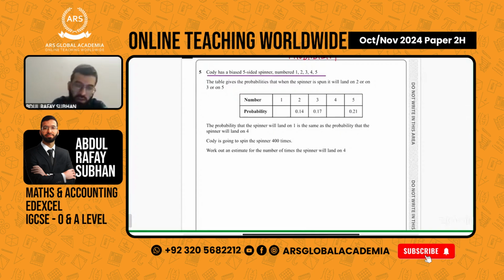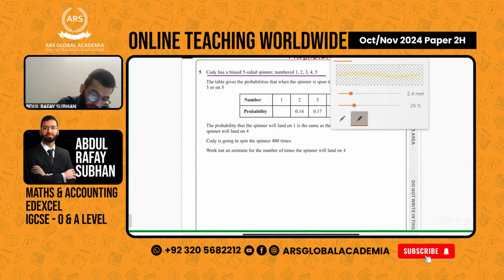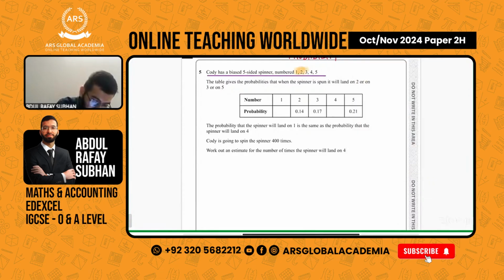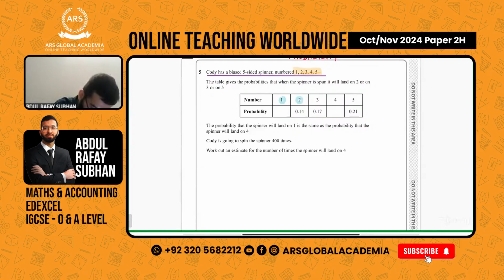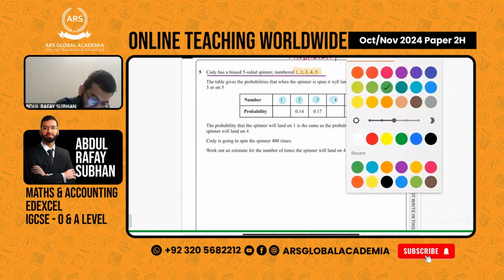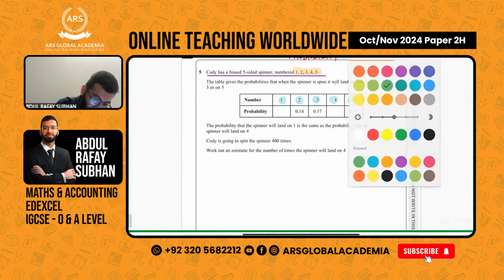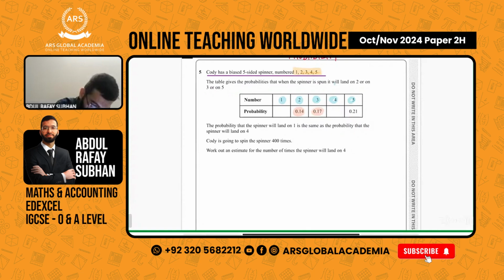We have a spinner here. The spinner is not fair, and any number can come up more than the other numbers, based on whatever the biasness is. So we have the spinner with numbers 1, 2, 3, 4, 5. The table gives the probabilities that the spinner will land on 2, on 3, or on 5. Those probabilities are given as 0.14, 0.17, 0.21.